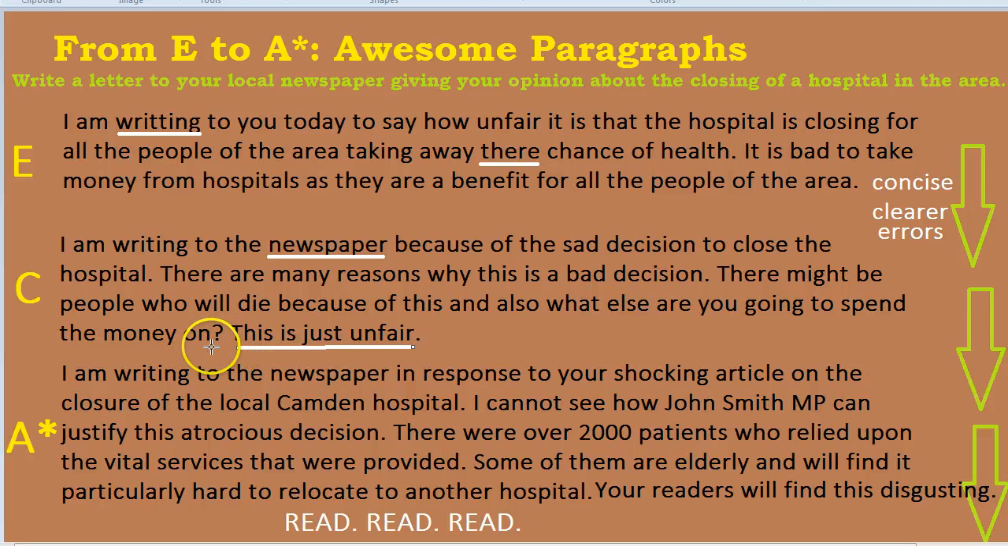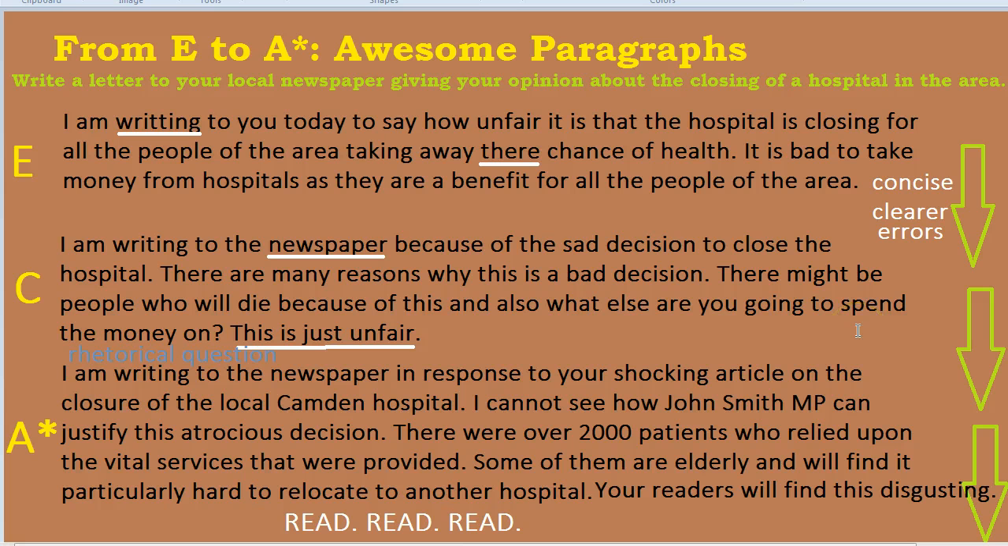I also like the fact they've used a rhetorical question. What is a rhetorical question? Well, it's a question you don't really expect an answer to. So here they've said, what else are you going to spend the money on? They're obviously not expecting the reader to say, oh, well, we'll spend it on this and this and this. They're really just saying the question for impact, and I like that. It's really just to make good points and back them up.